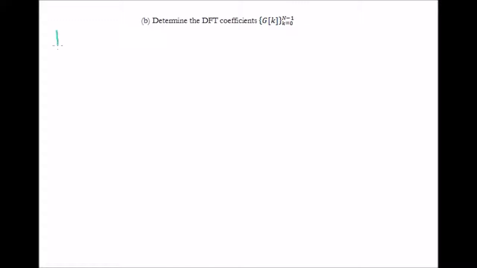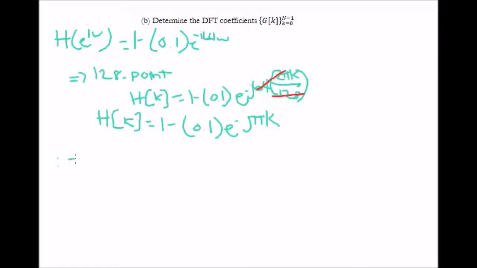Next, we're asked to find the DFT coefficients for g of k. To do that, you take your original h of z, and for z, you plug in e to the j omega, which would give you 1 minus 0.1 times e to the negative j omega times 64. By using the definition of a DFT, we find that h of k is equal to 1 minus 0.1 times e to the negative j pi k, since a lot of our terms end up canceling out.